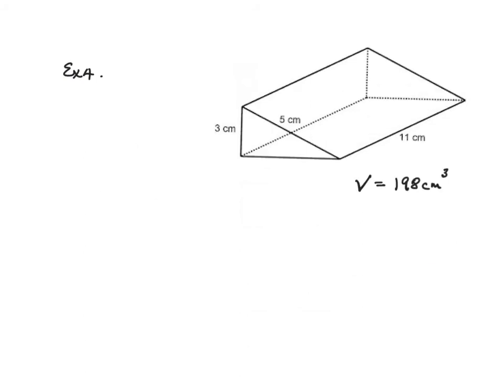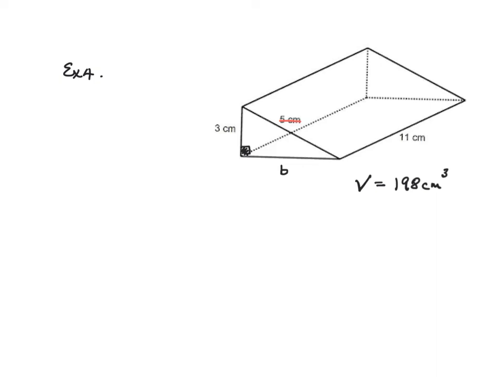Example 4, the final example. Here we have a triangular prism. We're given the volume and some of the dimensions, but we're missing one of the dimensions. Now, remember what I said in the last example, we have to be careful with triangles. This 5 is the length of the sloping edge. If we're going to work out the base and the height of the triangle, or the area of the triangle, then the base and the height must be at 90 degrees. So this here is the height, and this here is the base, and this, it would appear, is the dimension that we're trying to find. So the 5 is not relevant to our calculation.